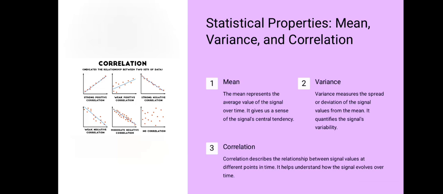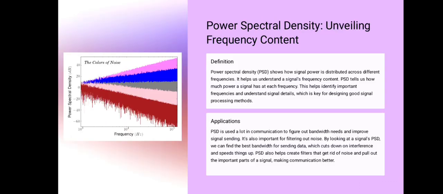Now we are going to discuss the power spectral density, which is a frequency content. So power spectral density, or PSD, describes how a signal's power is distributed over different frequencies. It helps us analyze a signal's frequency content, which is essential in designing filters and optimizing bandwidth.